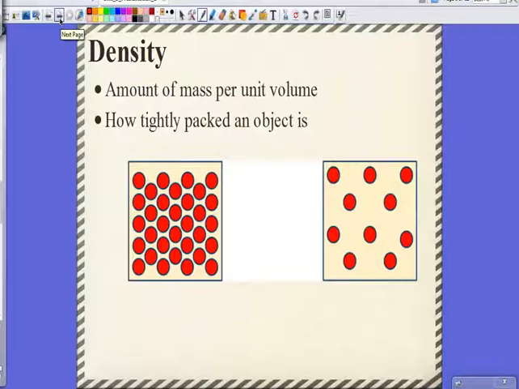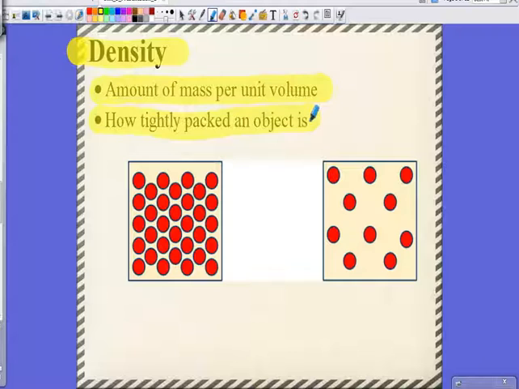Now let's start talking about what makes an object sink or float, and we'll get back to how mass and volume affect that. The thing we really talk about is density, which is another vocabulary word you might not have heard. The definition is the amount of mass per unit volume. But really, what that means is how tightly packed is that object, how tightly you pack that little shape.